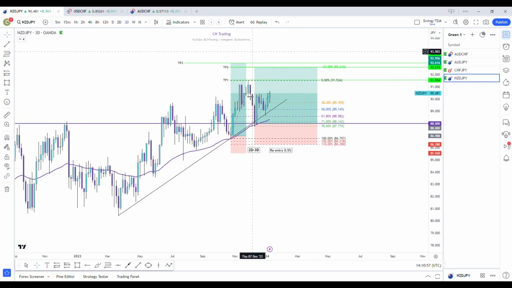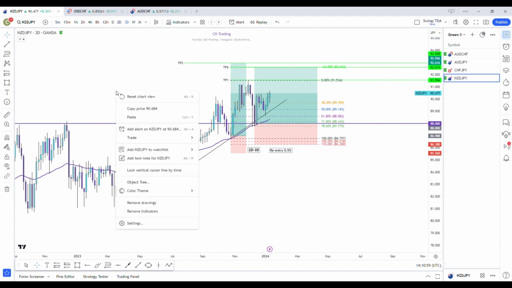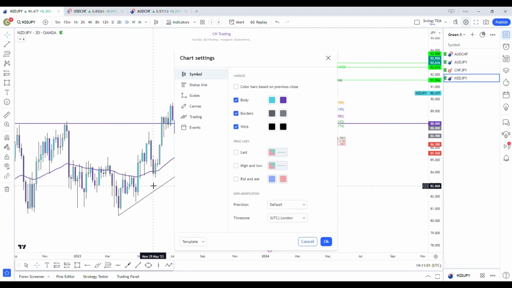So load up your TradingView, right click, and then just select settings. And here's the settings that you want to follow, which is what I use. Feel free to customize it in your own way. You don't have to follow exactly how I'm doing things, but I'll explain the logic behind it, and then just use what's most suitable for you.